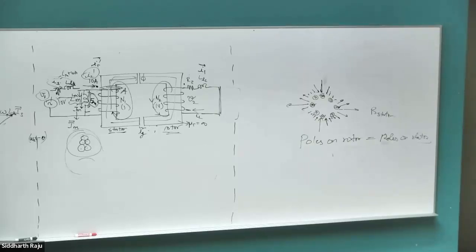So if the stator had 4 poles, the air gap field due to the stator current would have had 4 peaks, 2 positive peaks, 2 negative peaks, and then the EMF induced on the rotor would have had 4 peaks. The current due to the EMF on the rotor would have had 4 peaks, and the B field it tries to establish would also have 4 peaks, right?